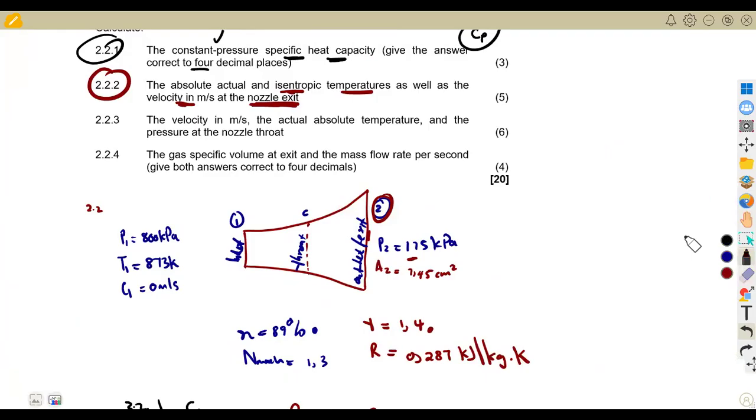All right, so let's see the other part of the question, which is 2.3. On 2.3, they are now asking for the velocity in meters per second, the actual absolute temperature, and the pressure at the nozzle throat. So we need the velocity at the throat, which is C, the temperature at the throat, and the pressure at the throat.